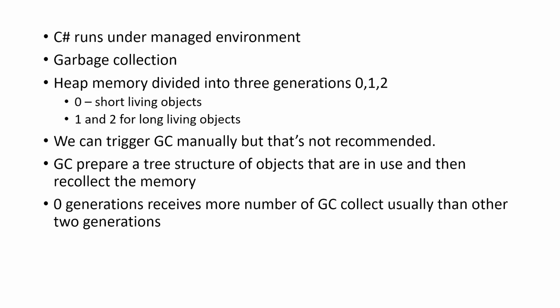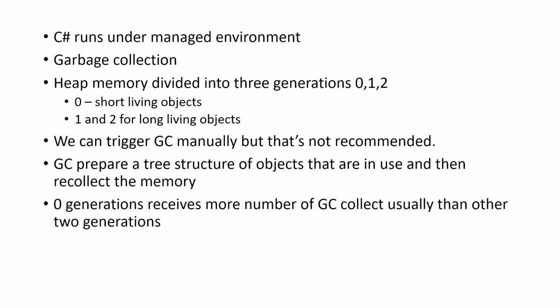What happens to the objects that survived when garbage collection happened on the 0th generation? Those objects get moved to the first generation, because garbage collection thinks that those are long-living objects. When garbage collection runs on the first generation, if an object escapes garbage collection, then obviously that object will also get moved to the second generation.